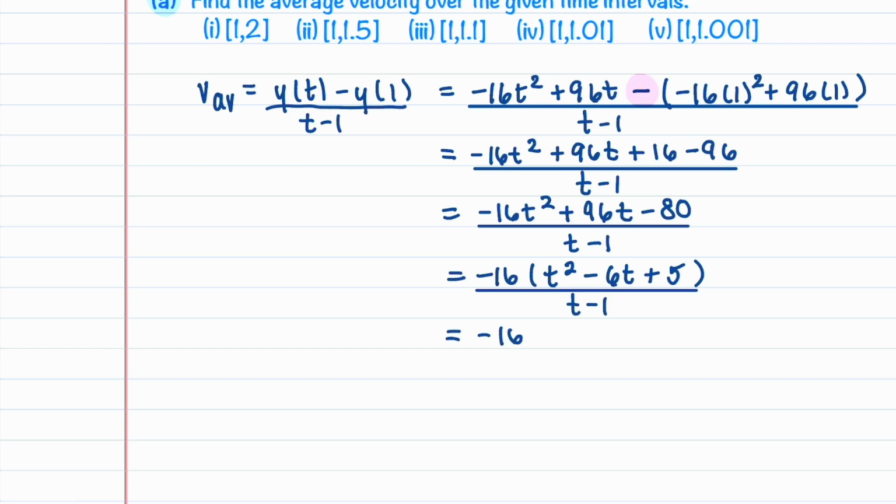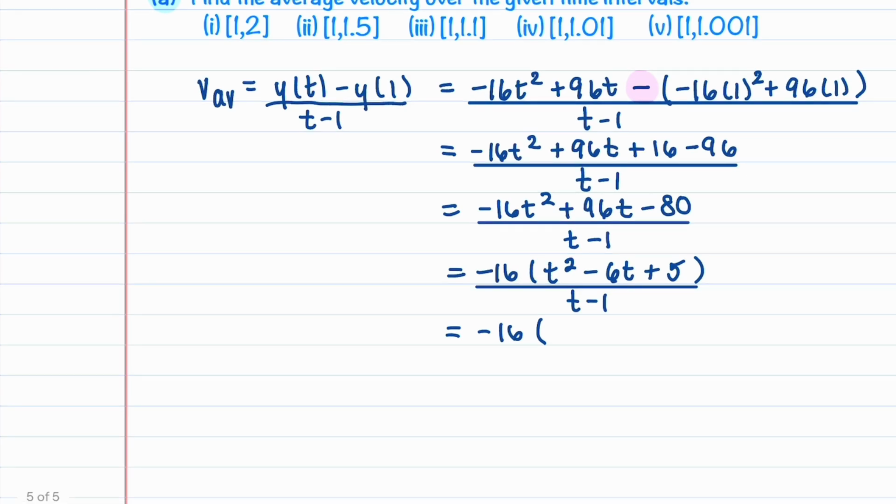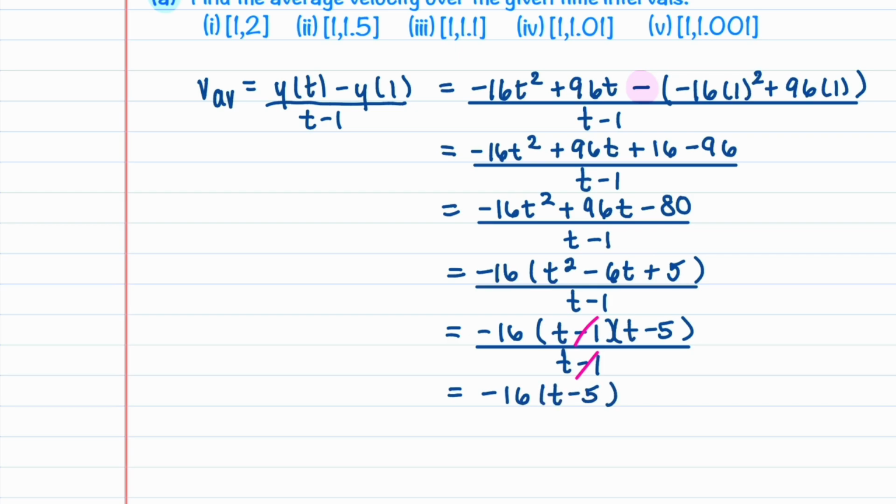Now we can factor. This quadratic factors as t minus 1 times t minus 5. And you can see that our t minus 1 terms are going to cancel. So our average velocity becomes minus 16 times t minus 5, and that's equal to minus 16t plus 80. Let's highlight that because that's what we're going to use for our formula when we compute our average velocity in all 5 of our intervals.